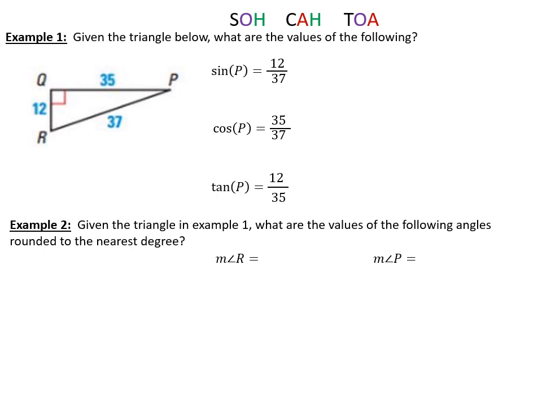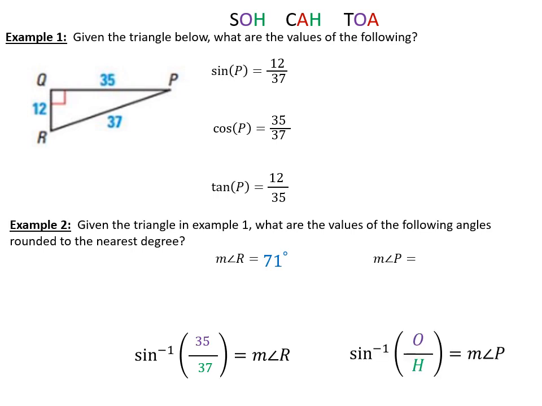Example 2, given the triangle in example 1, what are the values of the following angles? I want to know angle R and angle P. Well, I can do angle P first, or angle R, doesn't matter. Sine inverse of opposite over hypotenuse would be the measure of angle R, and opposite of R would be 35, and hypotenuse would be 37. So we would be doing 35 over 37. Put that in the calculator, make sure we're in degree mode, and we get 71 degrees.